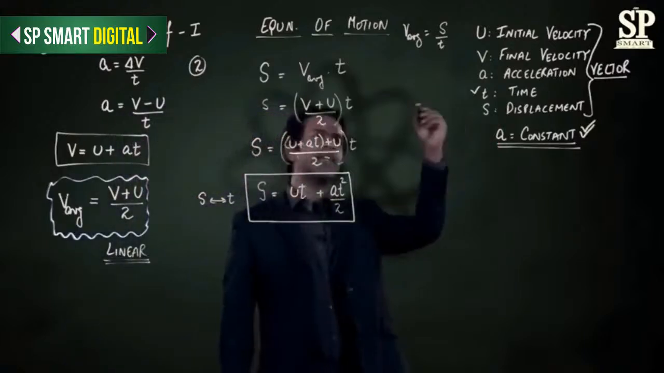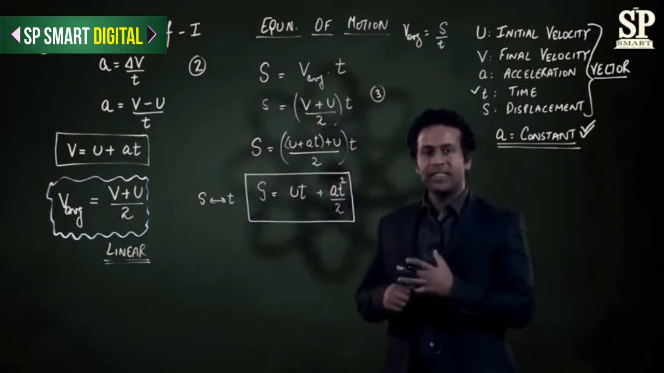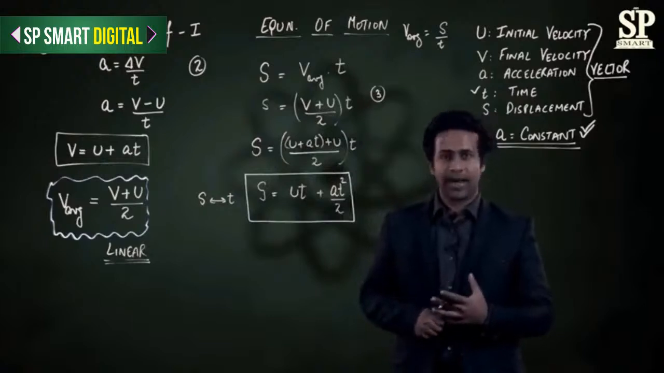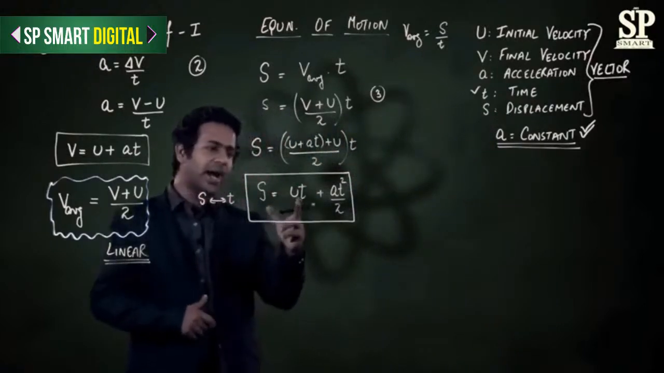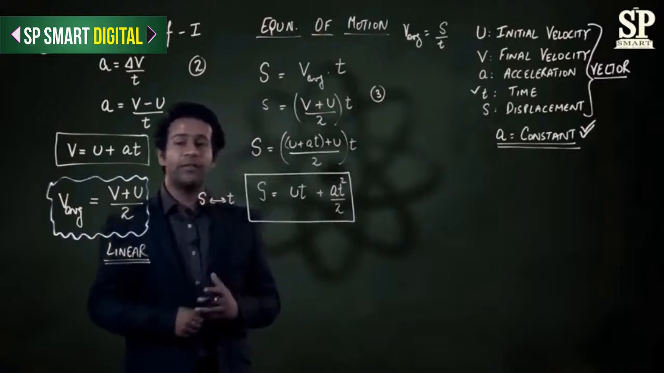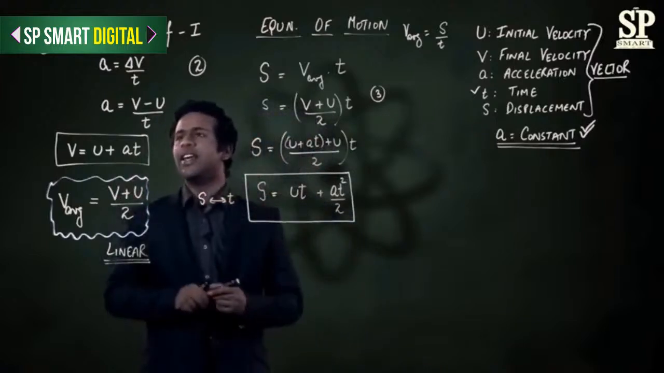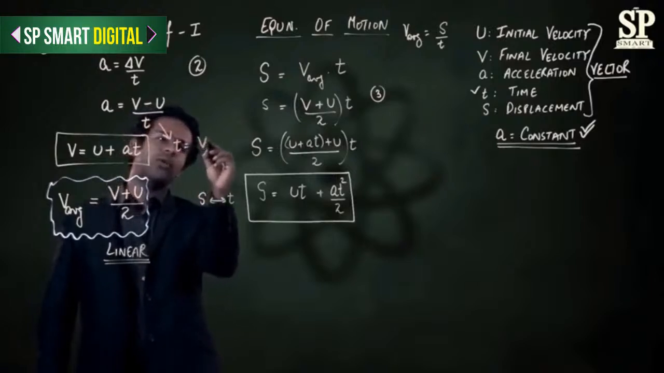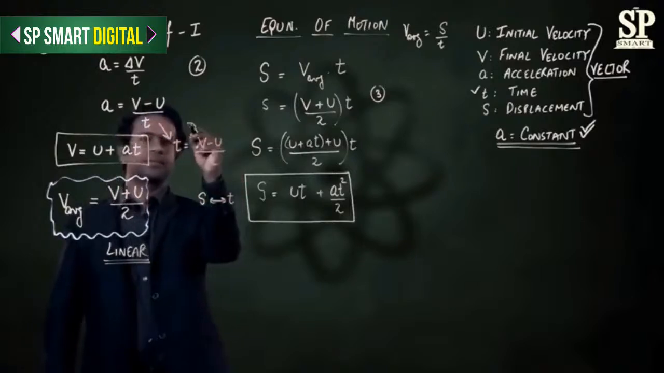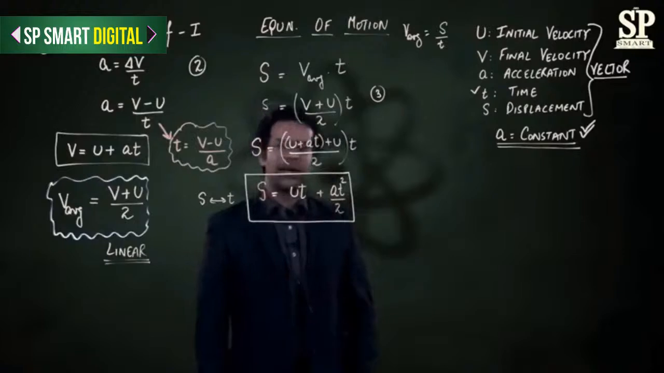Now coming to the third equation. In the third equation, we are basically trying to relate these parameters without including time. To do that, we are going to eliminate time from the second equation. And how can we do that? We can do that with the help of the first equation. If you rearrange it, you could write that time is equal to v minus u by a. So time can be written in terms of v, u and a. And we will substitute this value in the second equation.